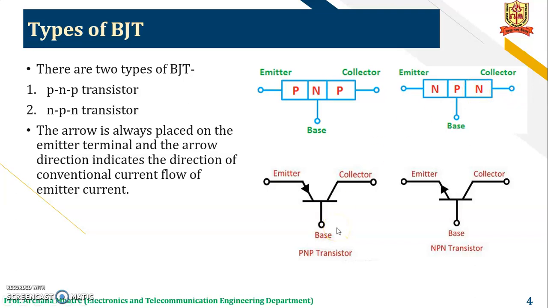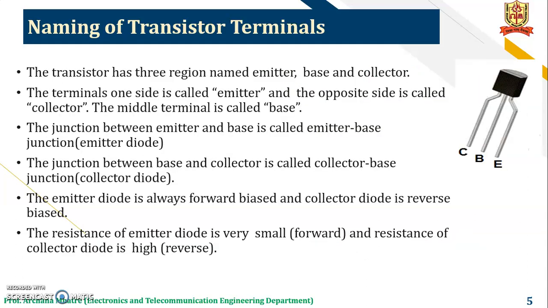Now here is the symbol of the PNP transistor and the NPN transistor. The arrow is always placed on the emitter terminal. You can see here the arrow is placed on the emitter terminal in the PNP as well as the NPN transistor. The arrow direction indicates the direction of the conventional current flow of the emitter current.